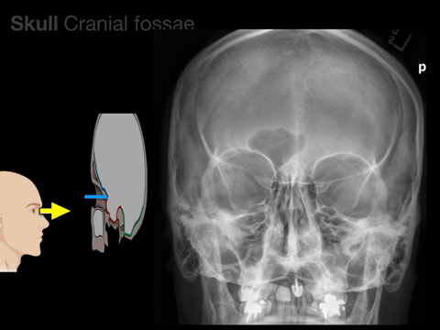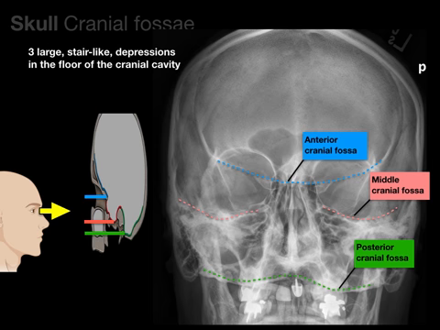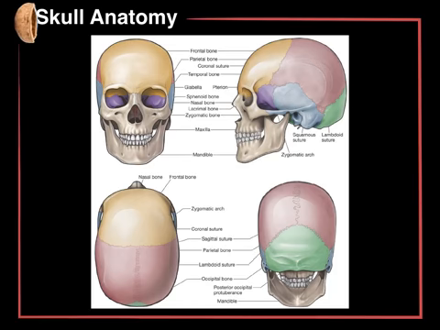There's the level of the anterior cranial fossa. Now look at the x-ray. There it is. That's the anterior cranial fossa. Now in red, there's the floor of the middle cranial fossa. And then in green, there's the floor of the posterior cranial fossa. So there you get these three stair-like depressions in the floor of the cranial cavity. So that, my friends, is showing the skull anatomy in a nutshell.